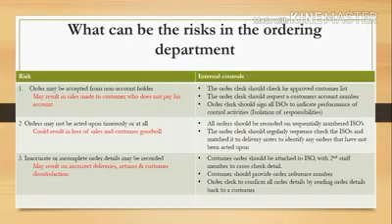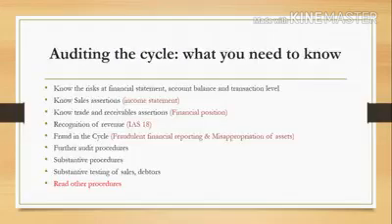We go into auditing the cycle. What you need to know? You need to know the following things. You need to know the risks at financial statement, account balance and transaction level. You need to know sales assertions, which are the assertions that come from your income statement. You need to know trade receivable assertions, which come from your statement of financial position. You need to know recognition of revenue, which is IAS 18.